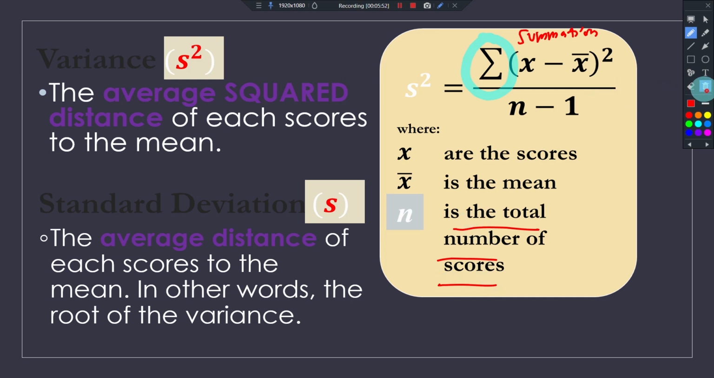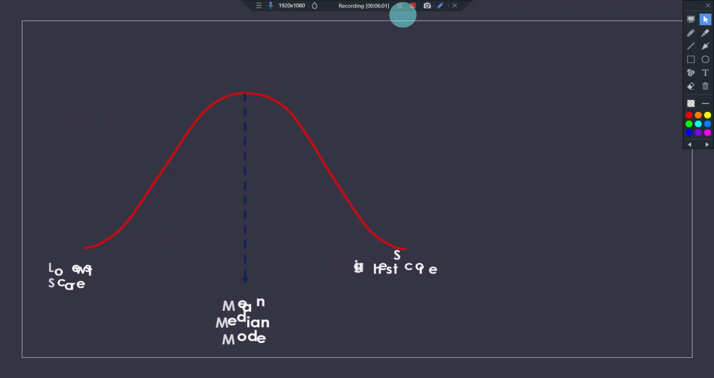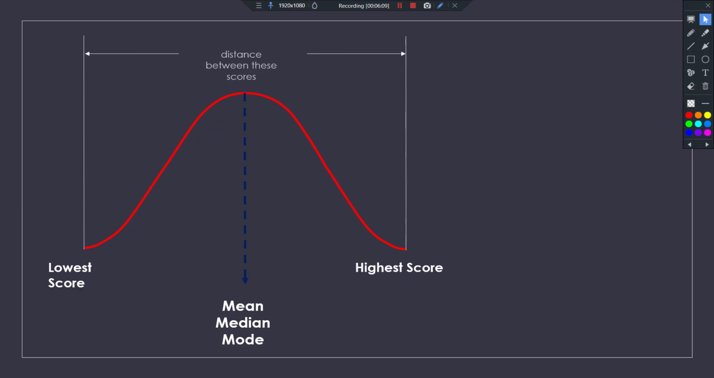Okay, and then to continue, let's have an example. Again, the lowest score is on the left side, and the highest score is on the right side of the bell curve. And the distance between these scores is what the variance and the standard deviation are all about, and also the range.